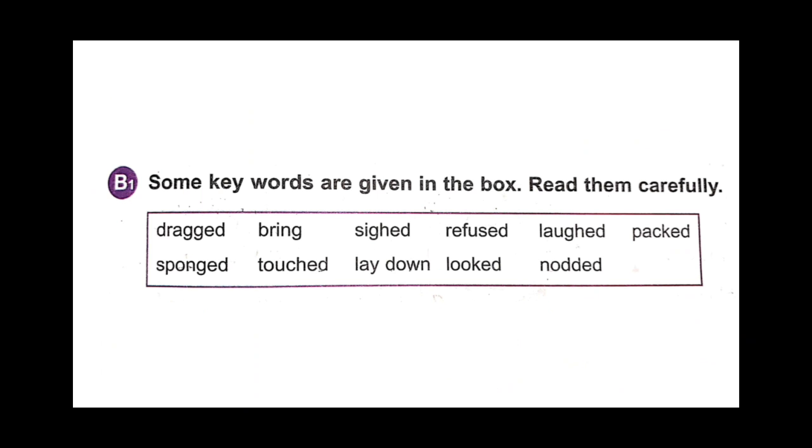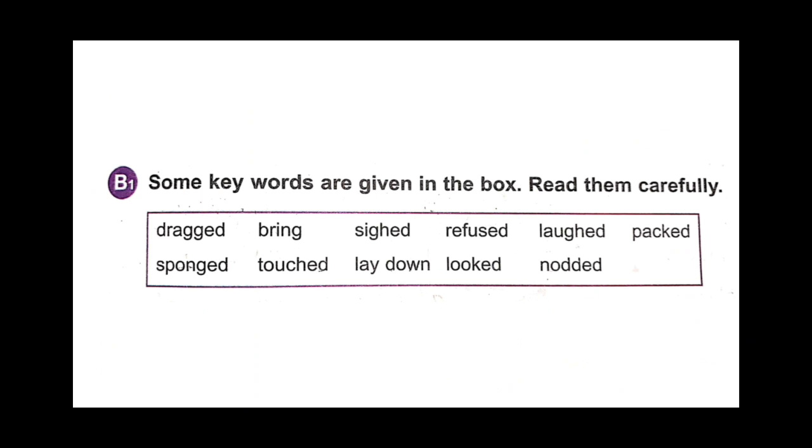What we have to do? We have to do the readings of these keywords which are given in the box. Dragged. What does the word dragged mean? Yes, dragged means to pull something. Bring. Bring means to bring something. For example, can you bring me a glass of water?